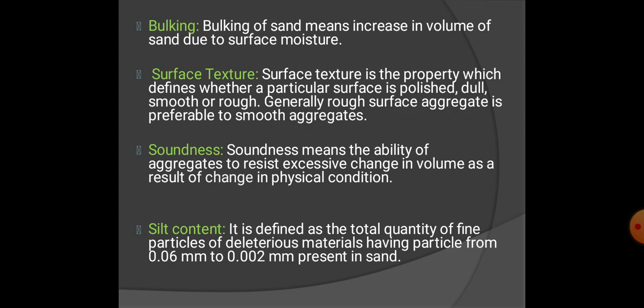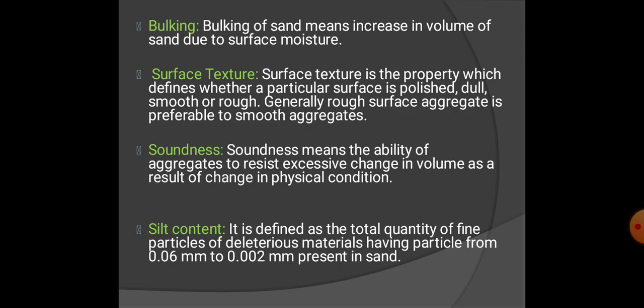The next is soundness. This refers to expansion and contraction of aggregate when subjected to temperature variations, for example hot temperature and cool temperature. From this temperature variation, expansion and contraction is formed in concrete. A good sound aggregate is one that shows minimum expansion or contraction under changing temperature.